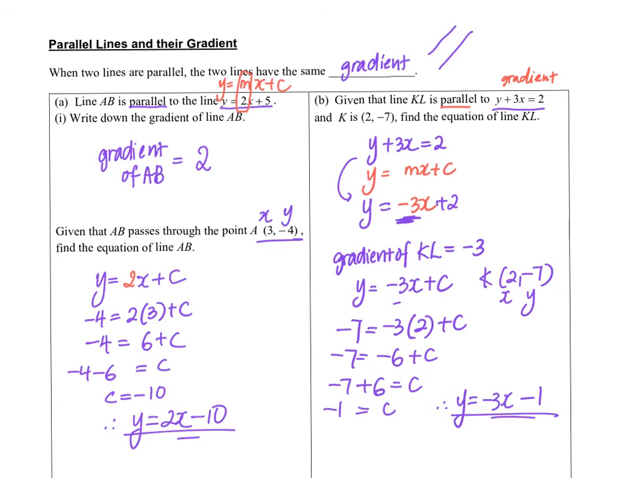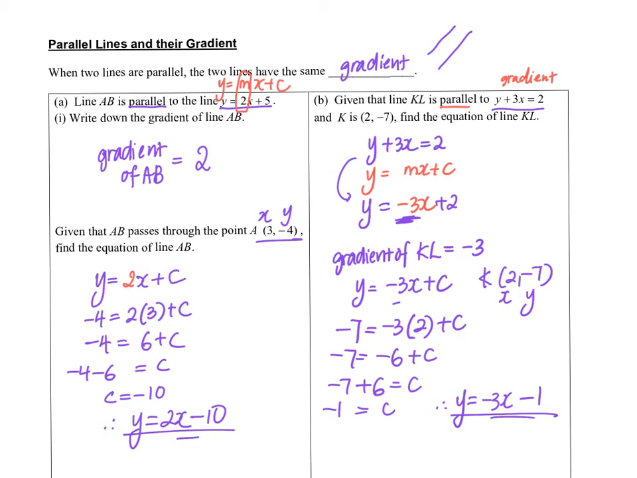Have you gotten the answer? Now, in the last lesson, we have mentioned parallel lines. In order to find the equation of parallel lines, we must first understand the concept that when two lines are parallel, the two lines have the same gradient. So first step, given the first line, we need to identify the gradient. We found the gradient in this example to be minus 3. And then after that, we use it to find the equation of a new line.